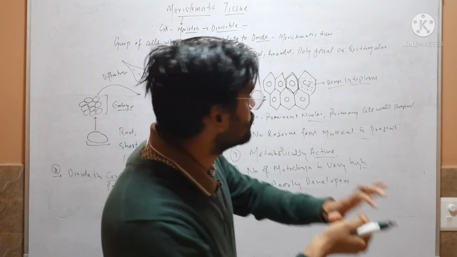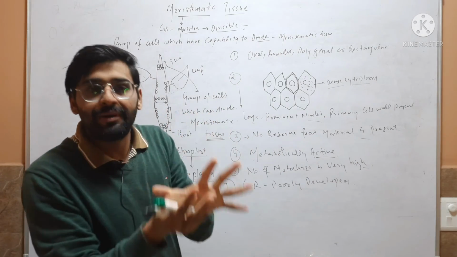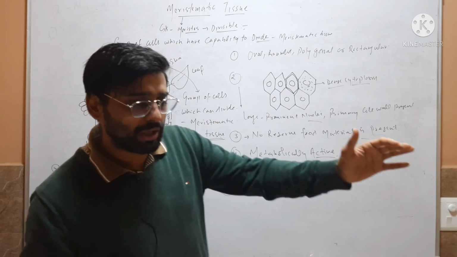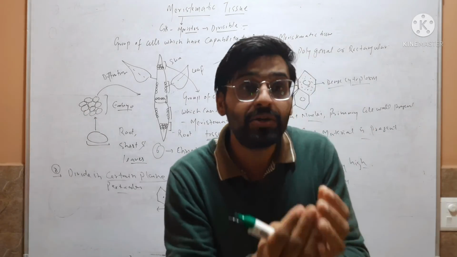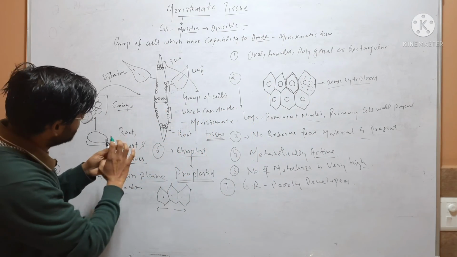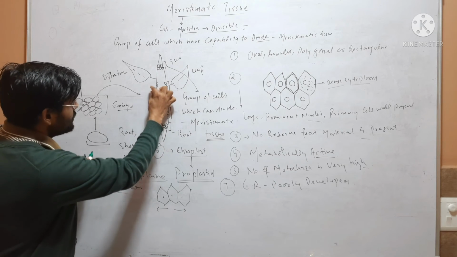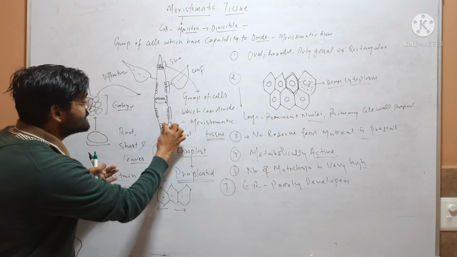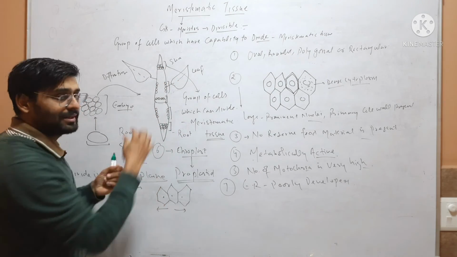So what is meristematic tissue? The tissue that has the capability to divide. We know that after differentiation, formation of root, shoot and leaves, this capability to divide is restricted to certain areas. In this diagram we can see that these are the areas where groups of cells are present which can divide. So these groups are called meristematic tissue.